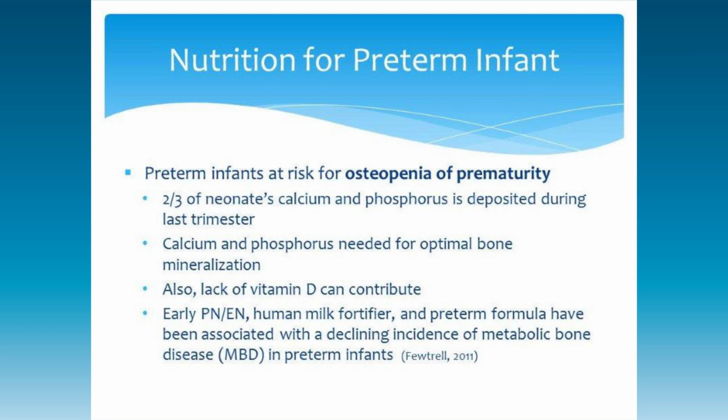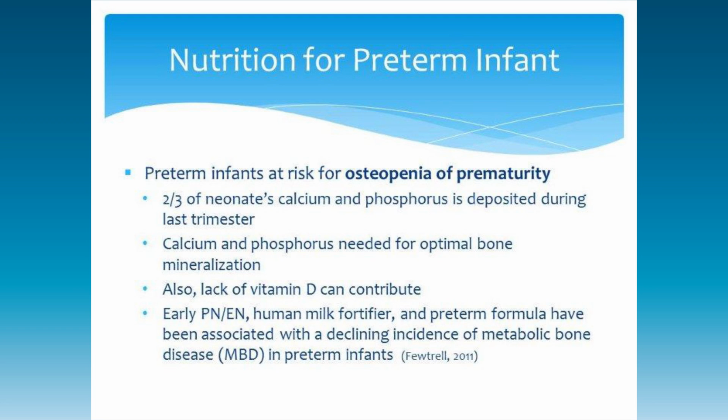Early parenteral nutrition and enteral nutrition, human milk fortifier, and the specialized preterm formula, all of those have been associated with a decline in the incidence of metabolic bone disease in these preterm infants. So that's why it's really important that these infants get that special preemie formula, because it's got more calcium, more phosphorus, more vitamin D, more of what they need to prevent osteopenia.